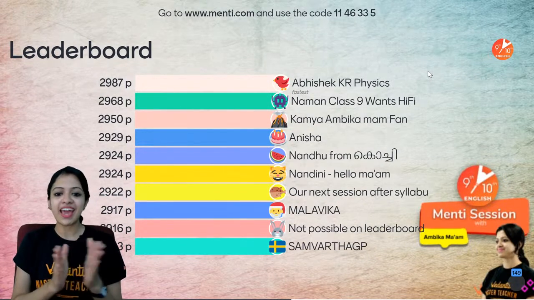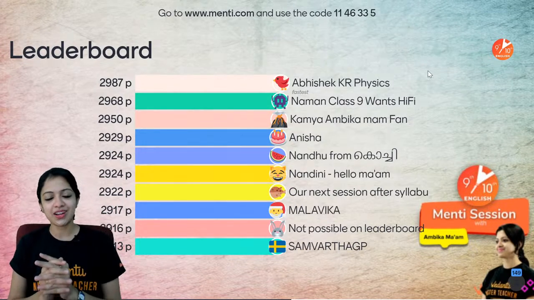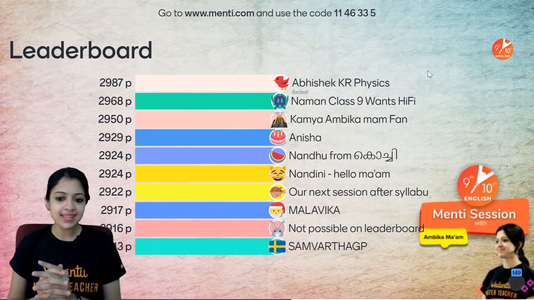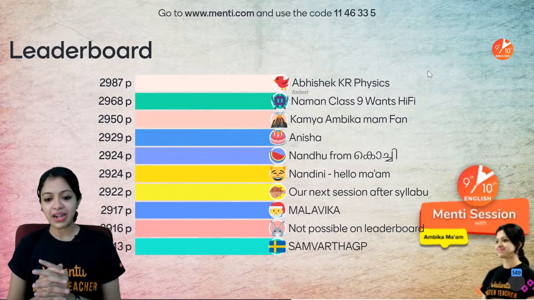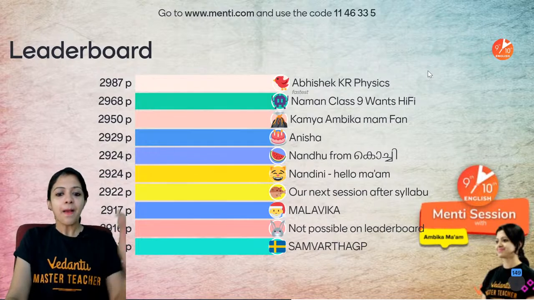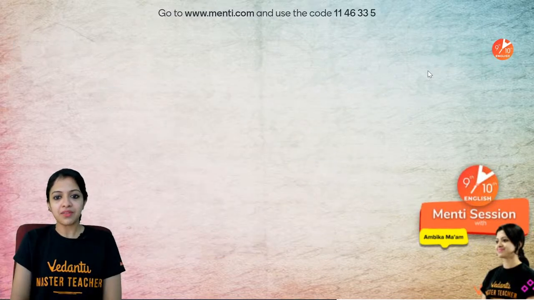Well, Abhishek KR Physics is at the top and fastest. Naman is at position 2. Kamya, Anisha, Nandu, Nandini. Our next session after syllabus, Malavika. Welcome to the leaderboard, Malavika. Not possible on the leaderboard. And Samvartha. Okay. Except Malavika, most names have already been here previously also.